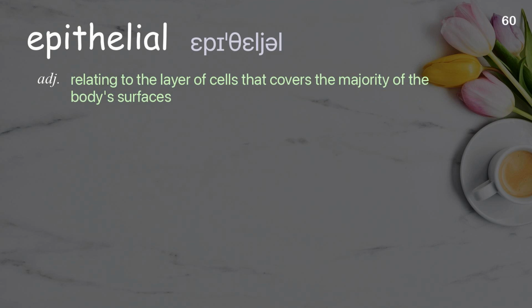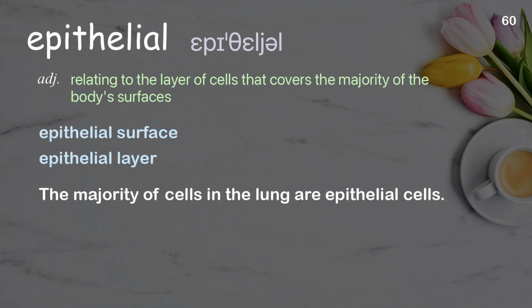Epithelial. Relating to the layer of cells that covers the majority of the body's surfaces. Examples: Epithelial surface, epithelial layer. The majority of cells in the lung are epithelial cells.